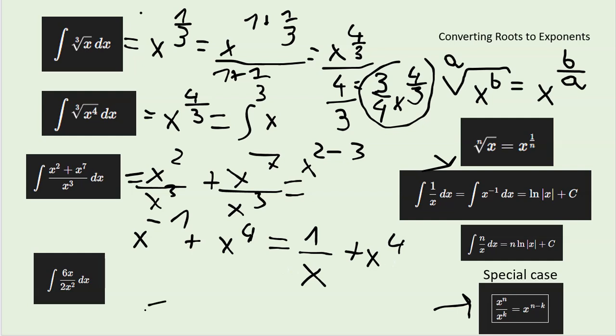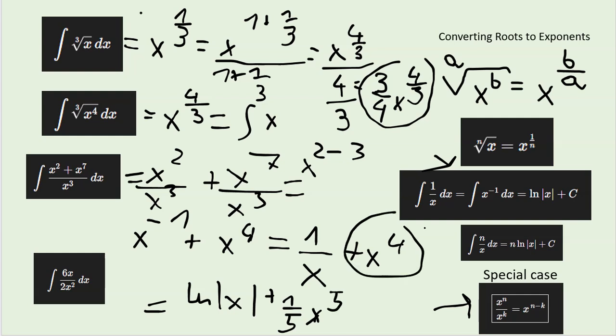Okay, so 1 over x is going to be ln x plus 1/5 x to the power of 5. Because for this we can apply the power rule, but for the first one we cannot apply the power rule, because this is the exception: 1 over x gives the natural logarithm of the absolute value of x, right? And this is the solution, natural logarithm x plus 1/5 x to the power of 5.